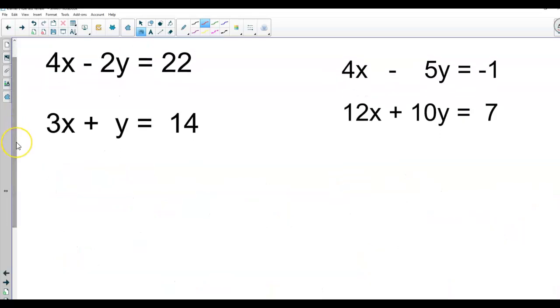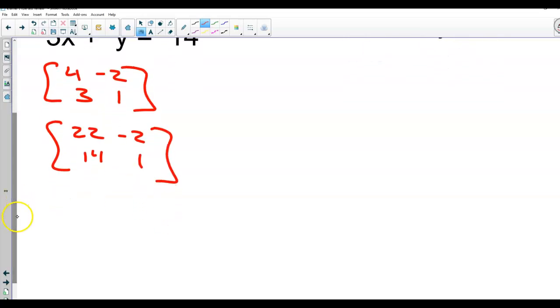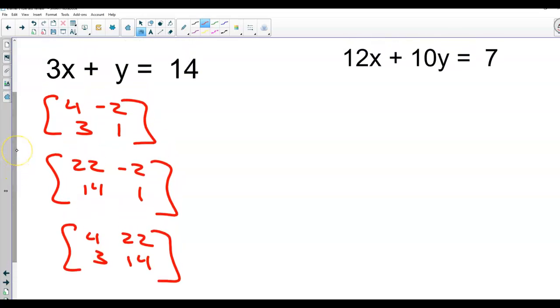Once again, my advice, take the coefficients, write your matrices. 22, 14, negative 2, 1. And then we have 4, 3, 22, 14. Write the matrices first. Okay? So you don't lose a subtraction sign. I would write the subtraction sign each time.